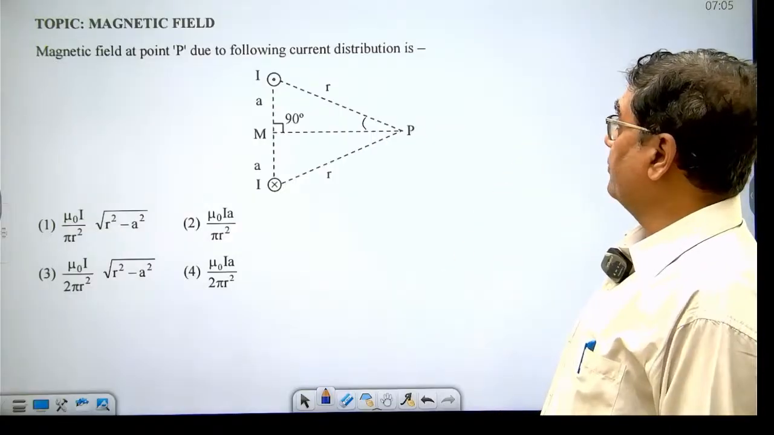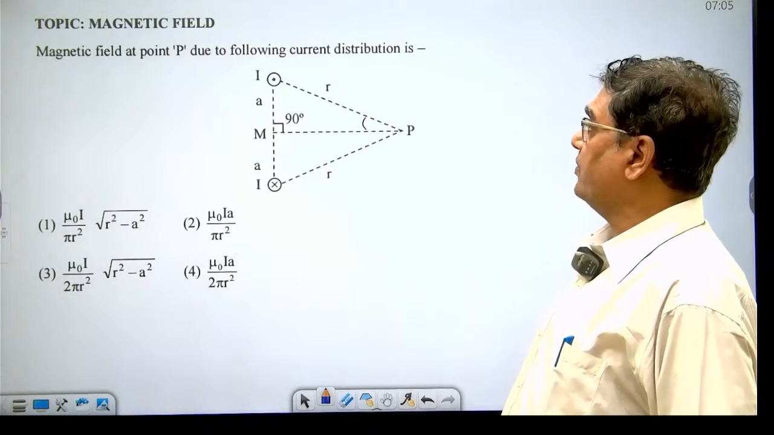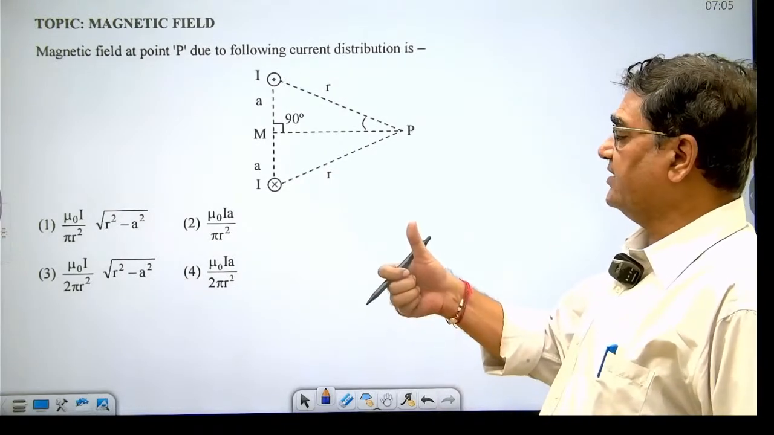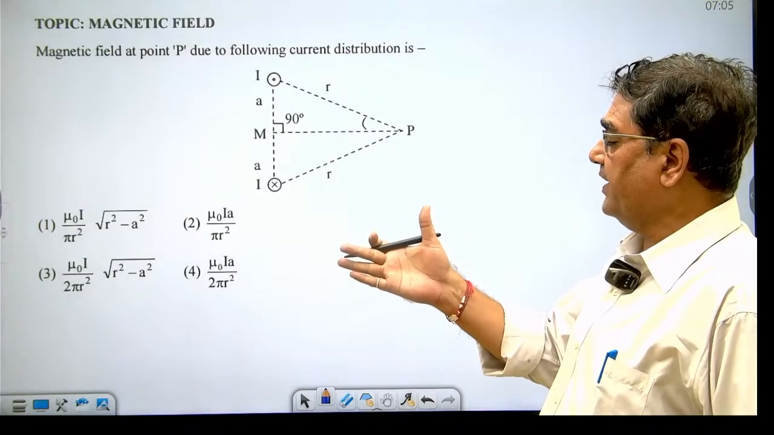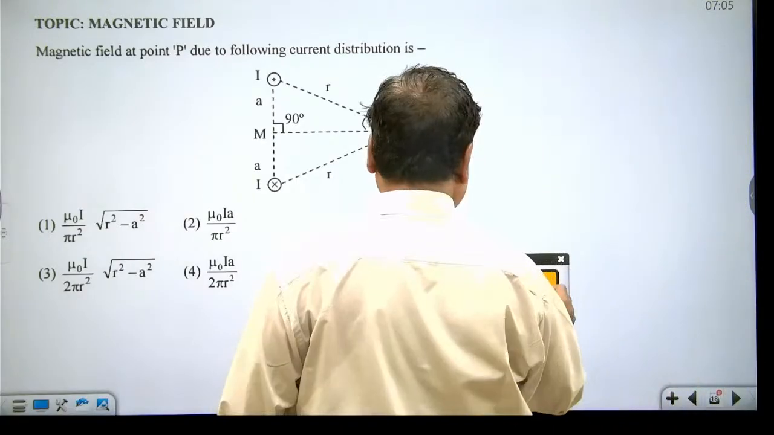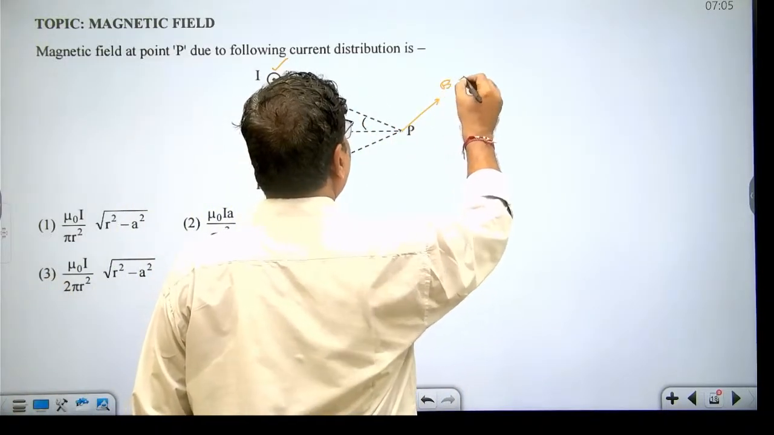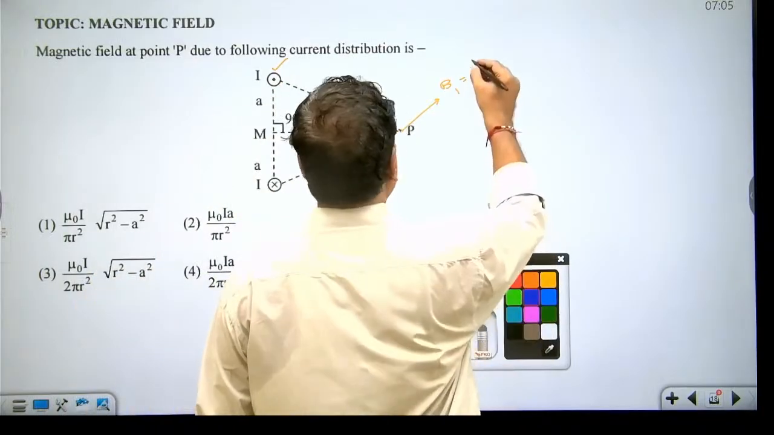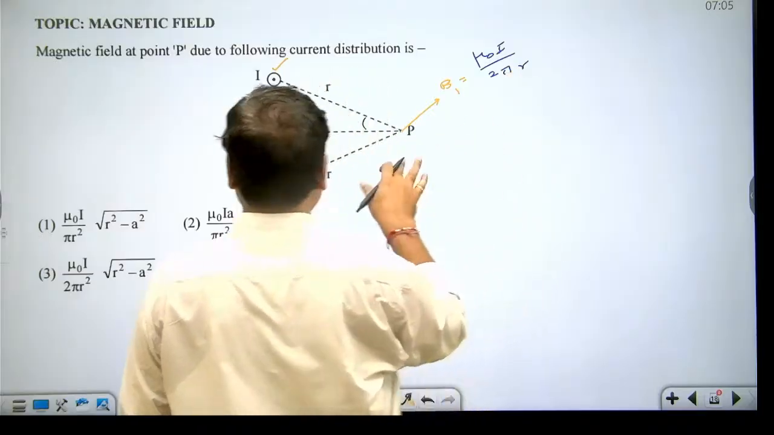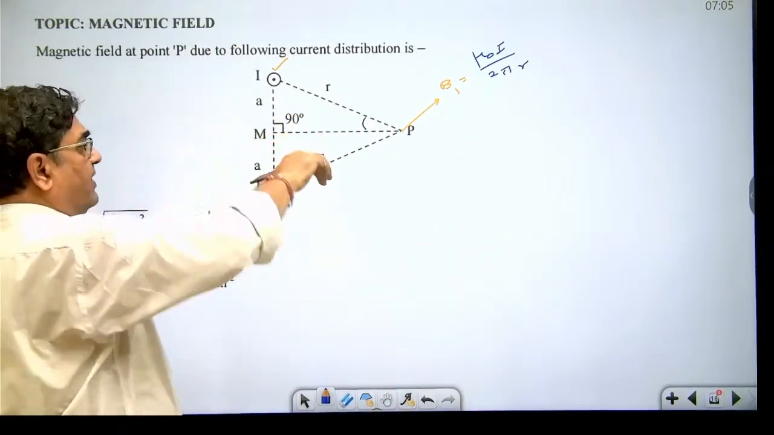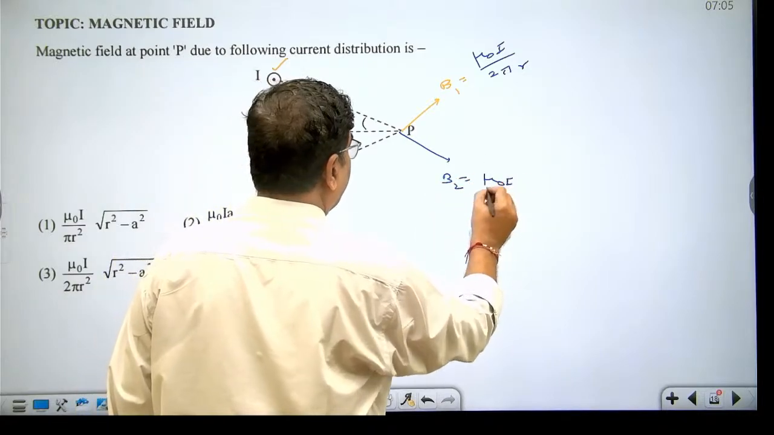Magnetic field at point P due to the following current distribution: dear student, the magnetic field due to an infinite long wire is mu 0 I upon 2 pi r, and for direction, keep the right hand thumb in the direction of current and fingers in the direction of the observation point; the direction outward normal to the palm indicates the direction of magnetic field. So the magnetic field due to this wire at this point will be perpendicular. Let this be B1, and B1 equals mu 0 I upon 2 pi r. Here the current is downward, so the magnetic field will be here. The magnitude will be the same, also mu 0 I upon 2 pi r.